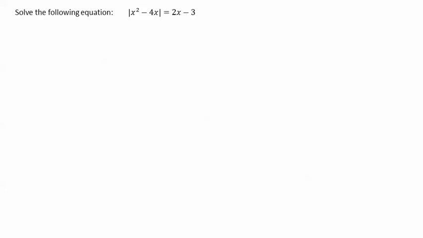Solve the following equation. Absolute value of x squared minus 4x equals 2x minus 3.